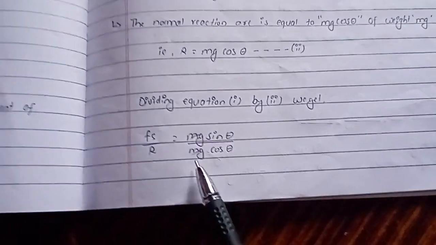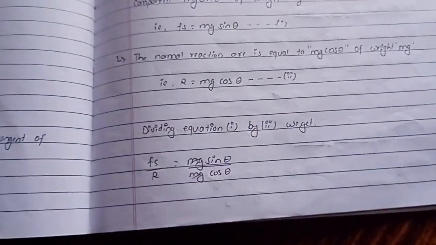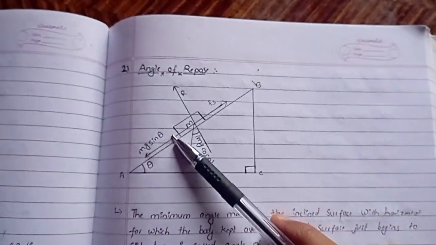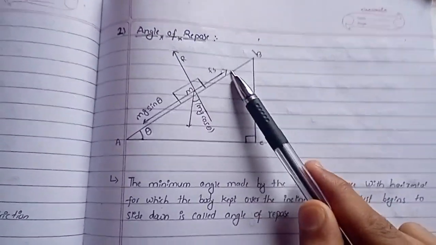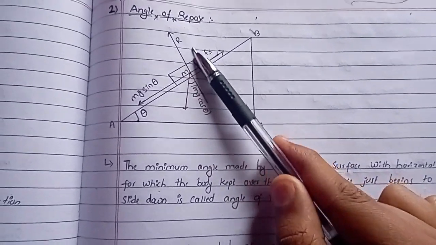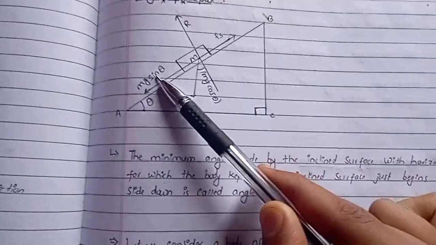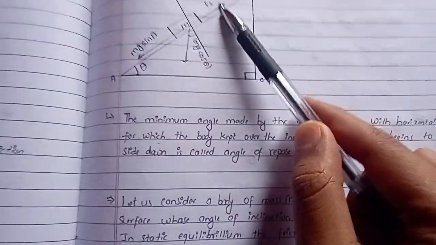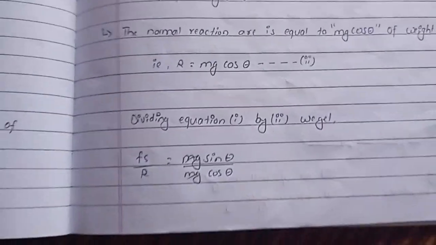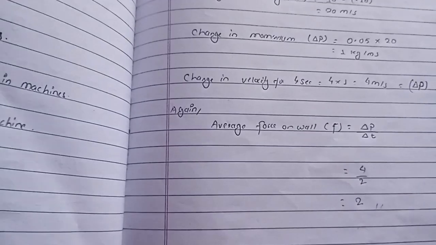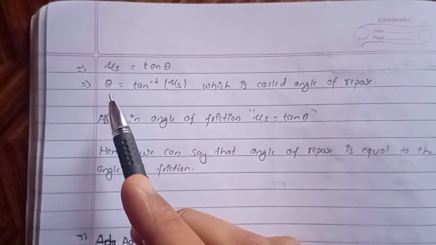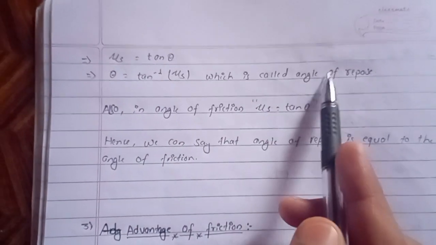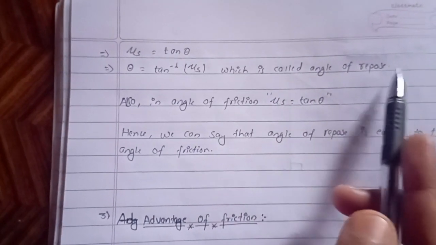frictional force upon normal reaction is equal to mg sin theta upon mg cos theta. That is, Fs upon R. So as you can see, this is the derivation. Mu s is equal to tan theta, or theta is equal to tan inverse mu s, which is called the angle of repose.